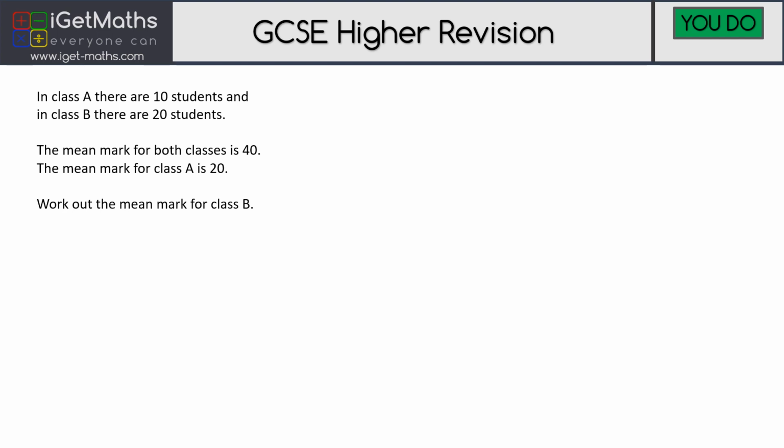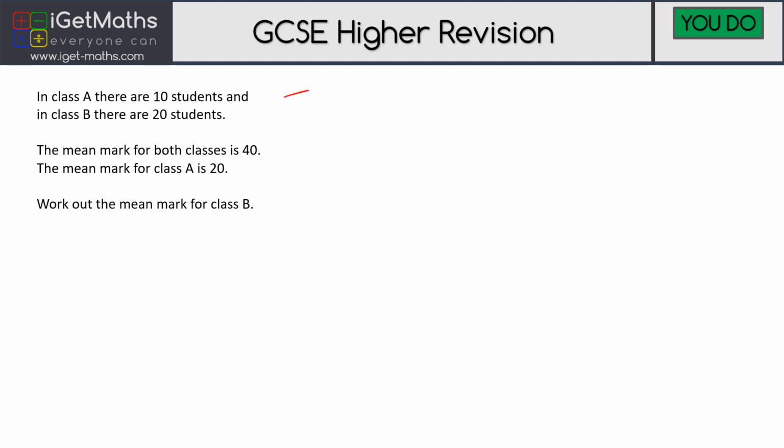Okay, so in class A, there are 10 students, and in class B, there are 20 students. The mean mark for both classes is 40. The mean mark for class A is 20. Work out the mean mark for class B. So this is an average question in reverse.